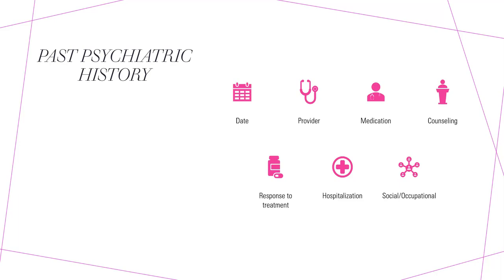So, with the past psychiatric history, you also want to get a date of any treatments, any hospitalizations, where were they treated, who was the provider that treated them if they can remember, what medications did they take, and were those medications effective? Did they have any side effects? Are they currently in counseling? Have they ever had counseling before? Response to treatment, hospitalizations we talked about, and of course their social and occupational functioning.